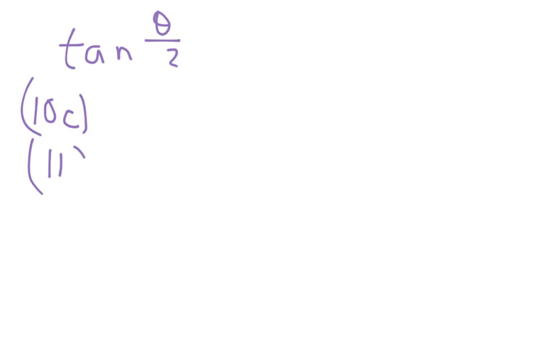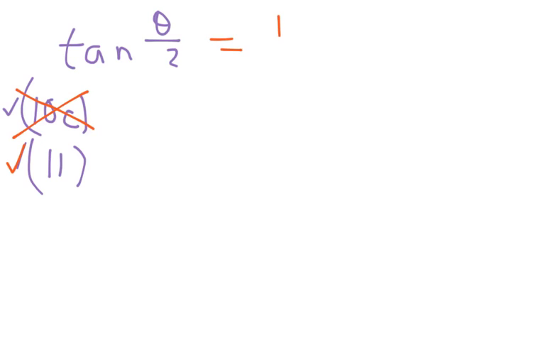Now, on the last one, we have tan of theta over 2. You have two formulas in your book. You have one that's 10C, and you have one that's formula 11. I suggest, and on the next video I'm going to use both formulas to show you why, that you never use 10C and always use formula 11. It makes it easier. So the formula I'm going to use is 11.